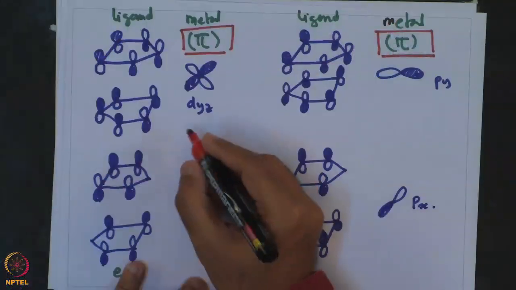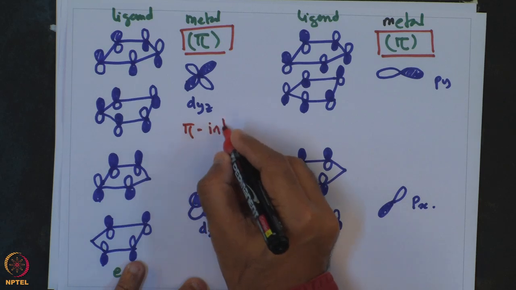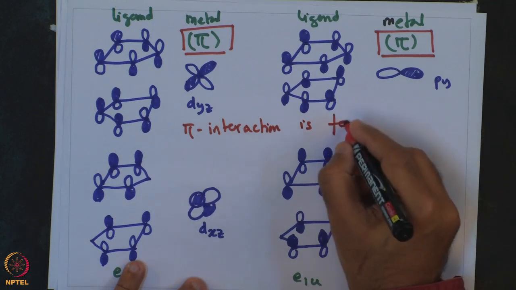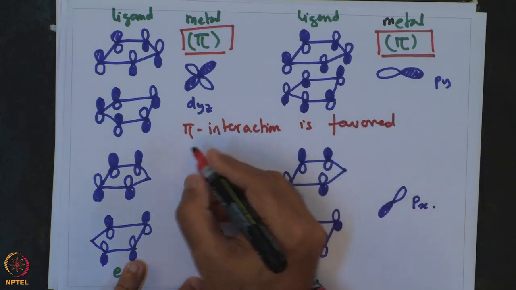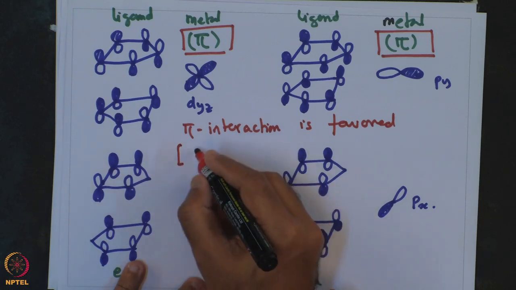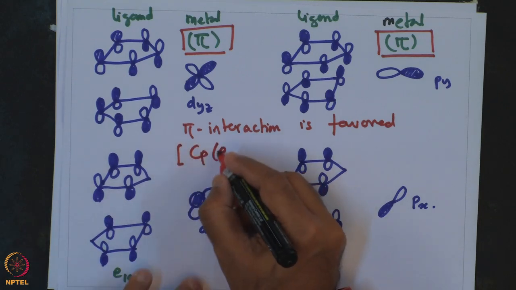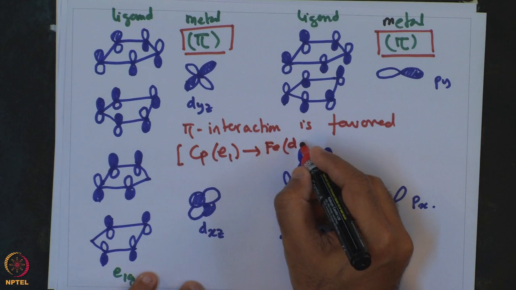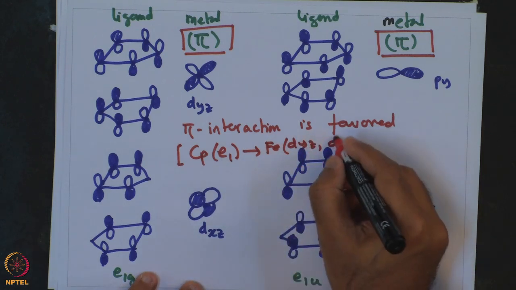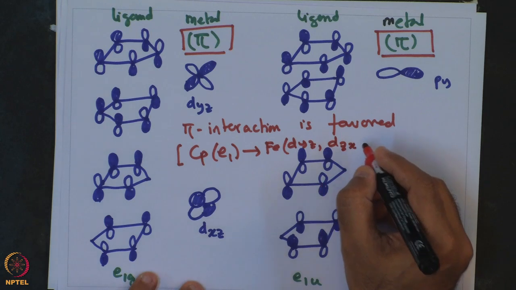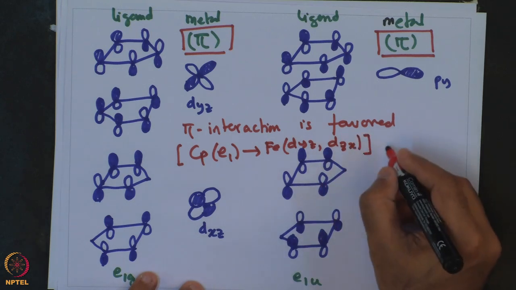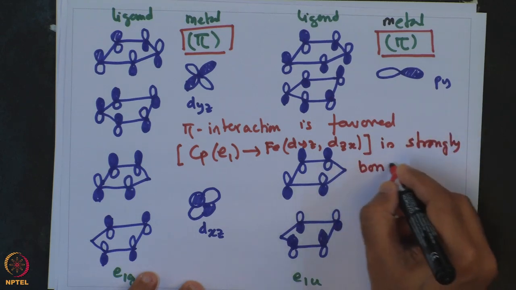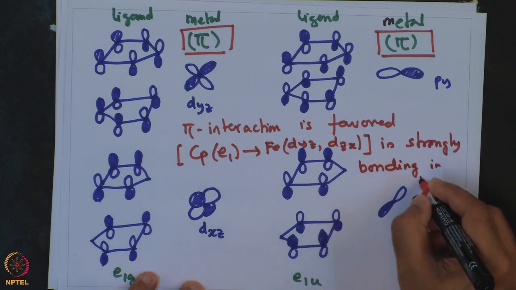So, the take home message is pi interaction is favored, and the dative bond between Cp E1 to Fe d y z, d z x is strongly bonding in nature.